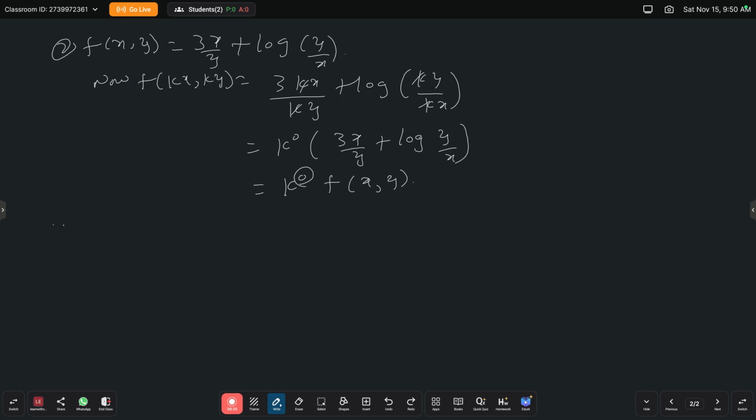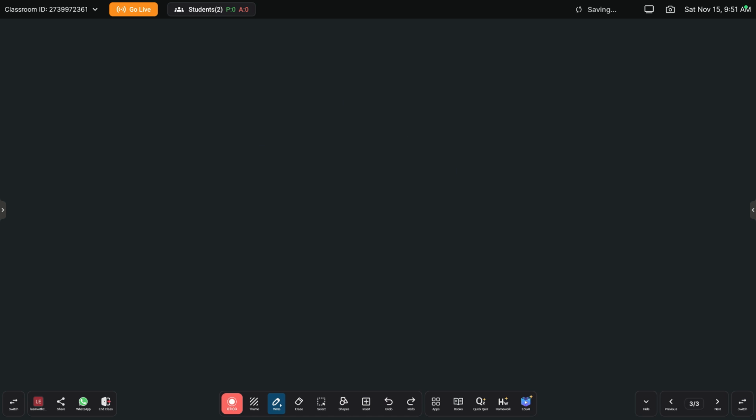Therefore the function f of x comma y is a homogeneous function of degree 0. Degree is 0, k power of 0, that is the homogeneous function, the given function. What is the function? 3x by y plus log y by x, the degree is 0. Okay, so on to the next one.